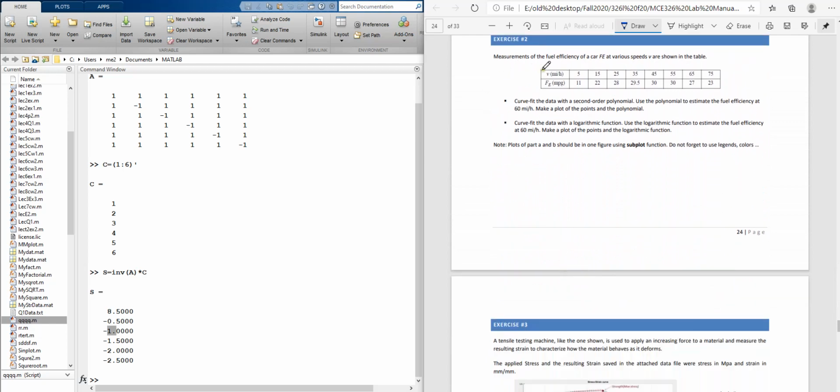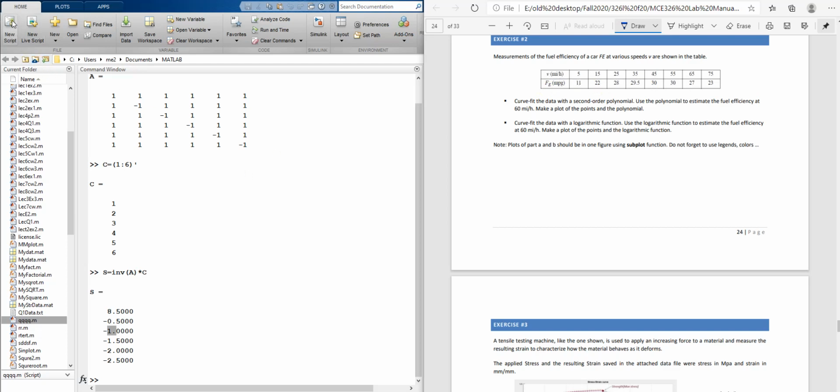We have an experiment: measurements of the fuel efficiency of a car, FE, at various speeds V are shown in the table. As you see, V is the speed and FE is the fuel efficiency. These are experimental data. Curve fit the data with a second order polynomial. Again, just to remind you, we use the polyfit function, second order, which will return A, B and C.